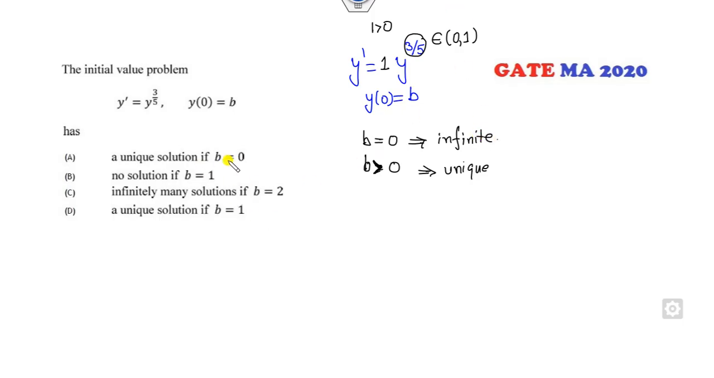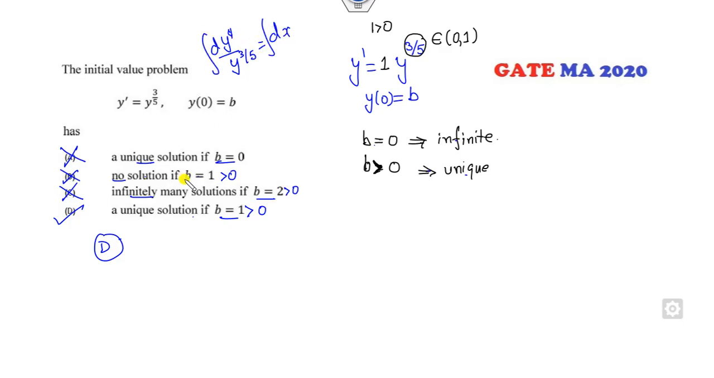Now look at the options. b is equal to 0 gives infinite solutions, but they said unique solution. b is equal to 1, which is greater than 0, gives a unique solution, but they said no solution. b is equal to 2, which is greater than 0, gives a unique solution, but they said infinitely many solutions. b is equal to 1, which is greater than 0, unique solution is the right answer of the problem. Again, students may think they can solve it in this way. Why is there a need of solving like this? They are not asking you about the solution. You have to apply the concept.